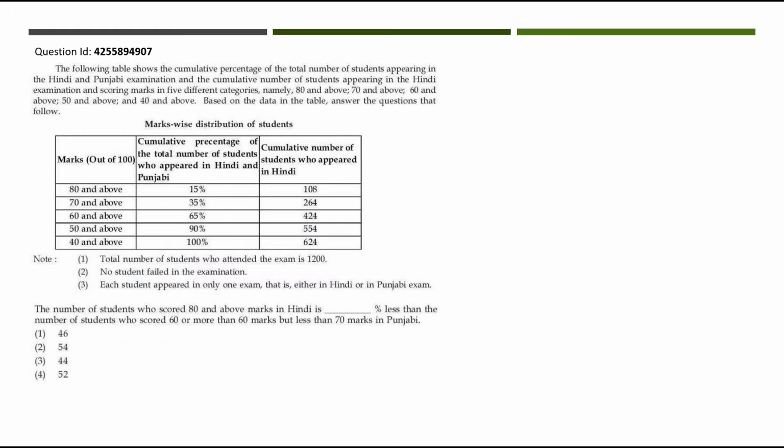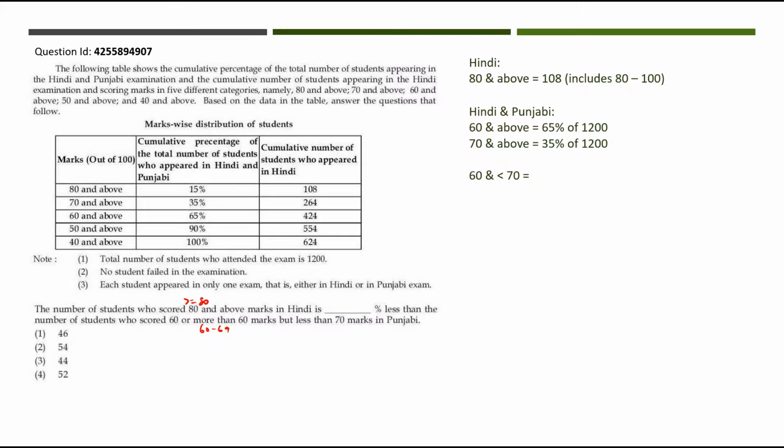Next question. The number of students who scored 80 and above in Hindi, so this is the 80 and above category, is how much percentage less than the number of students who scored 60 or more than 60 but less than 70 in Punjabi. The Punjabi range is between 60 to 69. So Hindi's count can directly be taken, but for Punjabi count we have to work it out. Let's take Hindi's count. 80 and above we have 108 people.